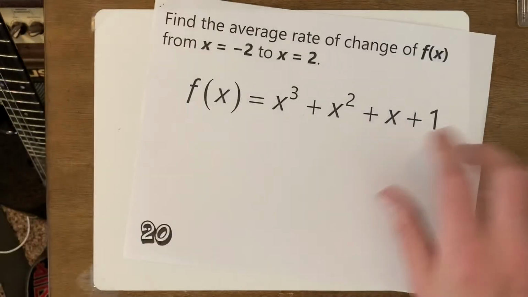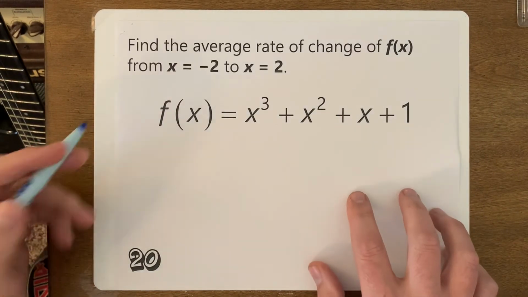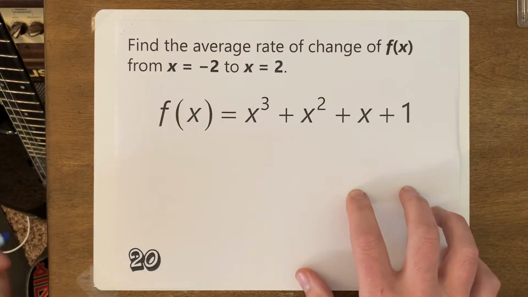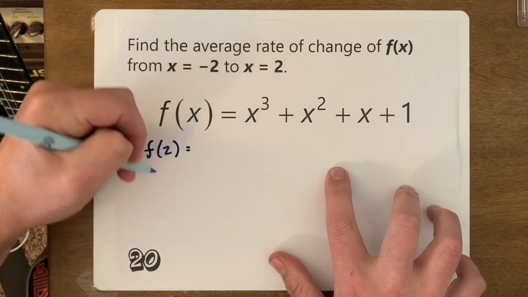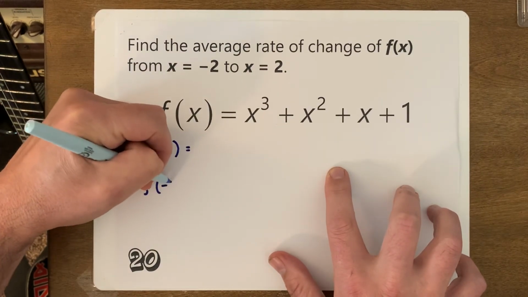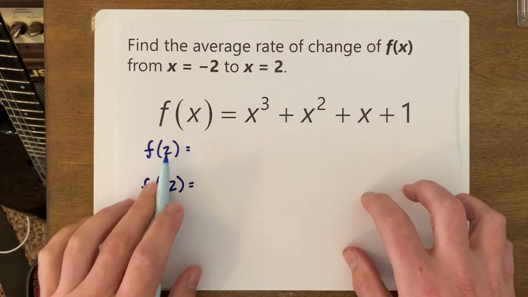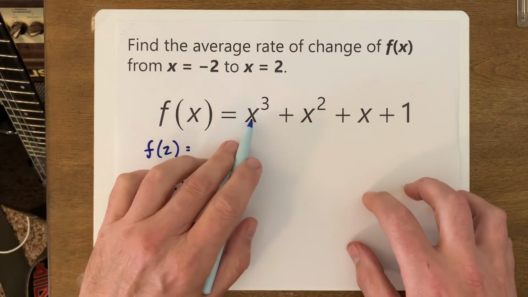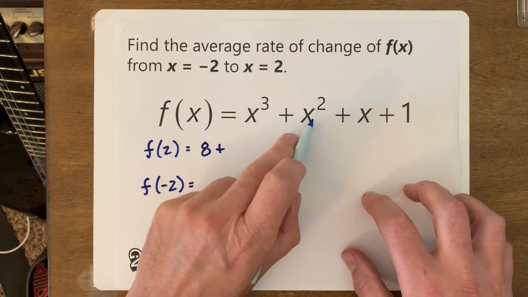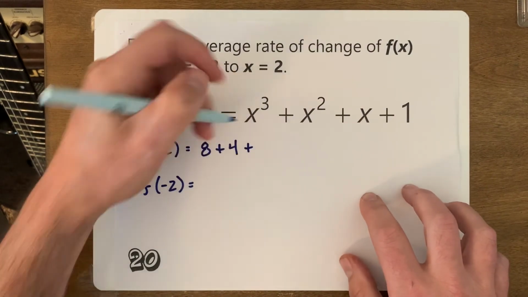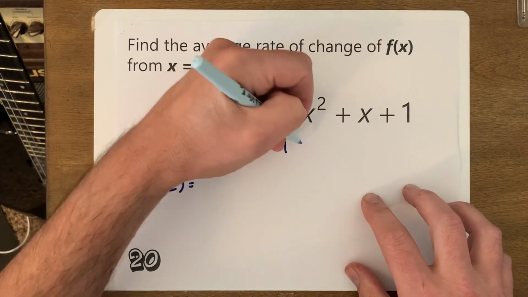And in our last example, just to show you that this could get more complicated, now we have a cubic function from negative 2 to positive 2. So we need to figure out what f of 2 is, and we need to figure out what f of negative 2 is. That's the first value, last value, and so we need to evaluate that. So 2 cubed is 8, plus 2 squared is 4, plus, plug a 2 in there, you get 2, and then the 1 at the end.